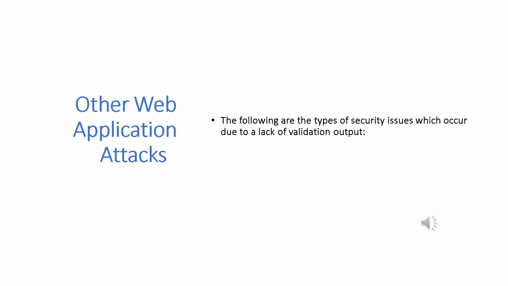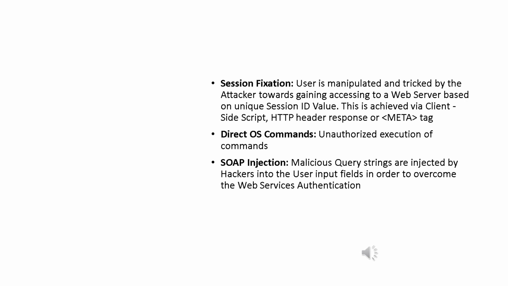Other web application attacks. The following are the types of security issues which occur due to a lack of validation of output. Session fixation. The user is manipulated and tricked by the attacker towards gaining access to a web server based on a unique session ID value. This is achieved via client-side script, HTTP header response, or meta tag, direct OS commands, unauthorized execution of commands, and then SOAP injection.